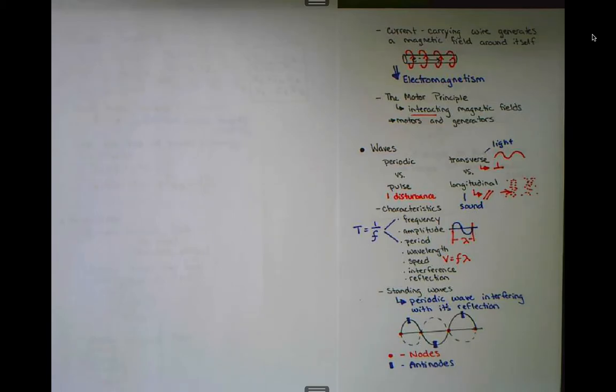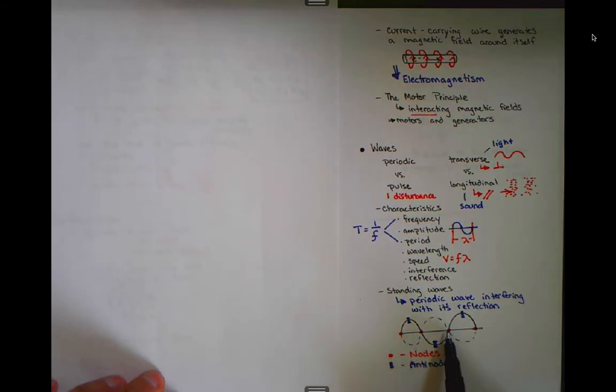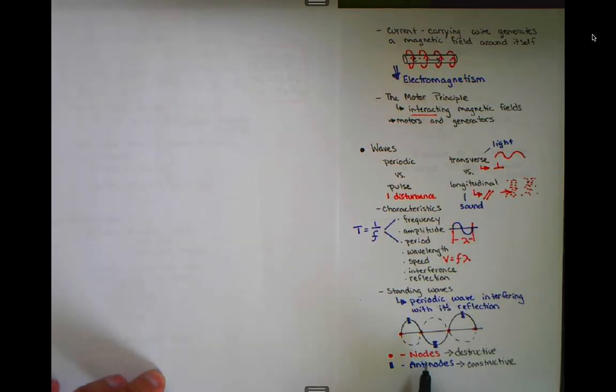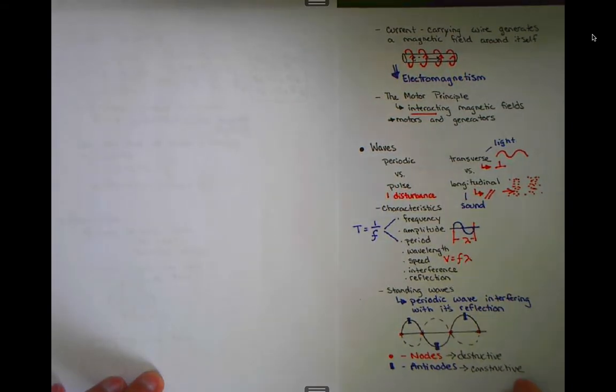Okay. The next thing was really standing waves, right? So creating a periodic wave that interferes with its own reflection, and this is what you would see. Right, so I'm sending a wave down and it's reflecting back, and notice that the reflection is the opposite, so my reflection is a dotted line. And then we had nodes where we had points of destructive interference, and antinodes where you had points of constructive interference. Right, so nodes are points that have no disturbance. Antinodes are points that have maximum disturbance.